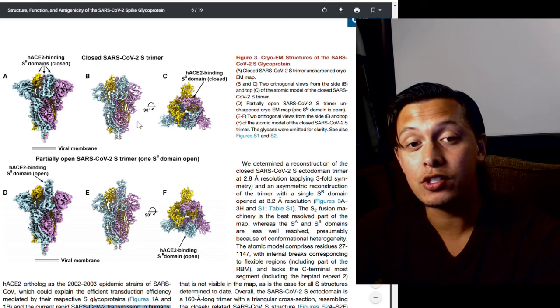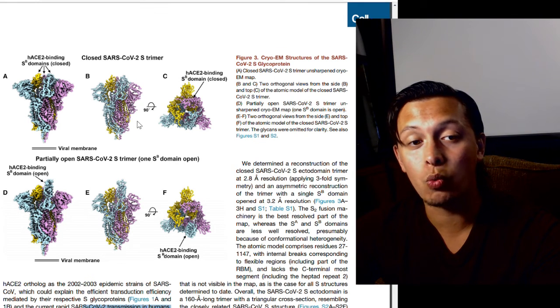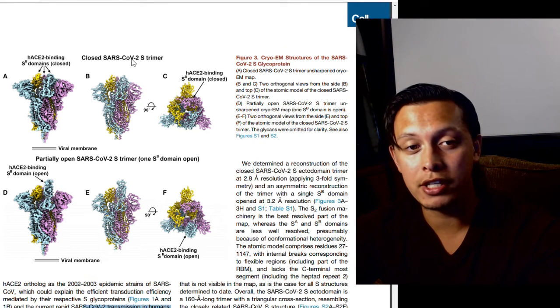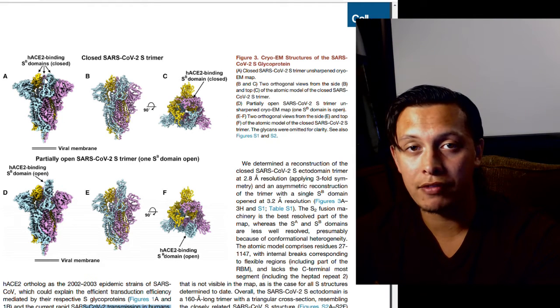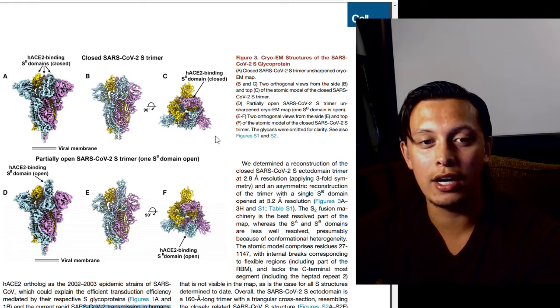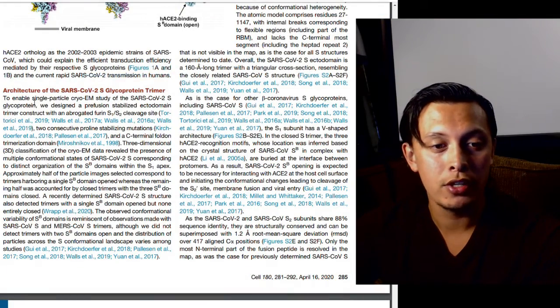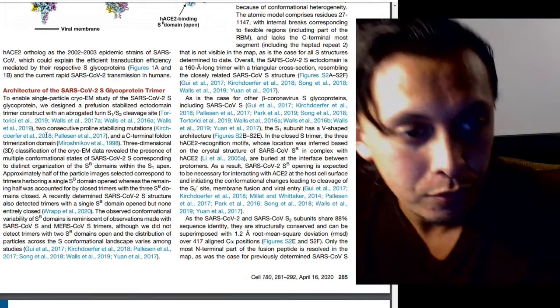Now, granted, these are not the original spike proteins of the SARS coronavirus 2 trimer. So they did some genetic modifications to this to come up with these structures. So here we'll continue down.